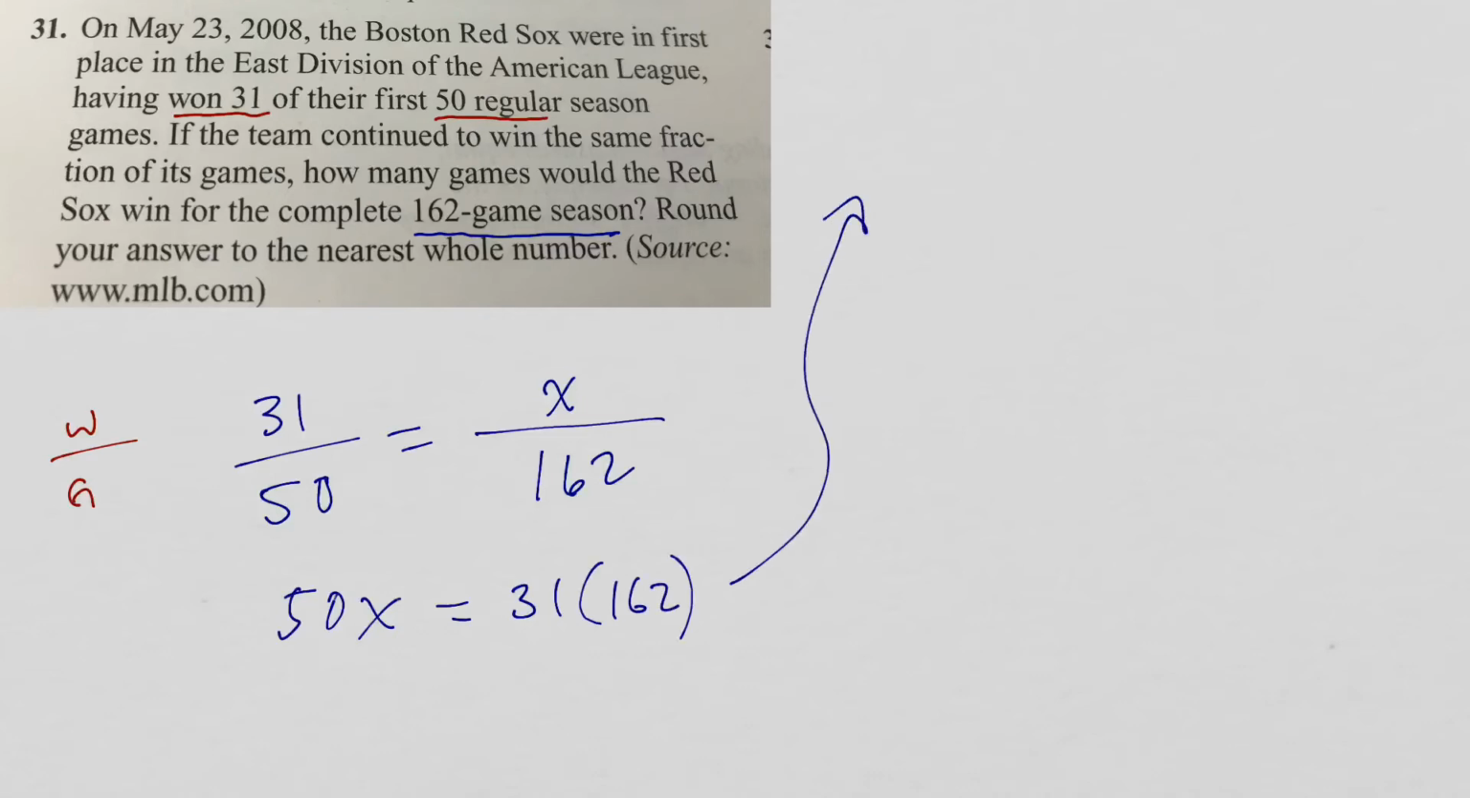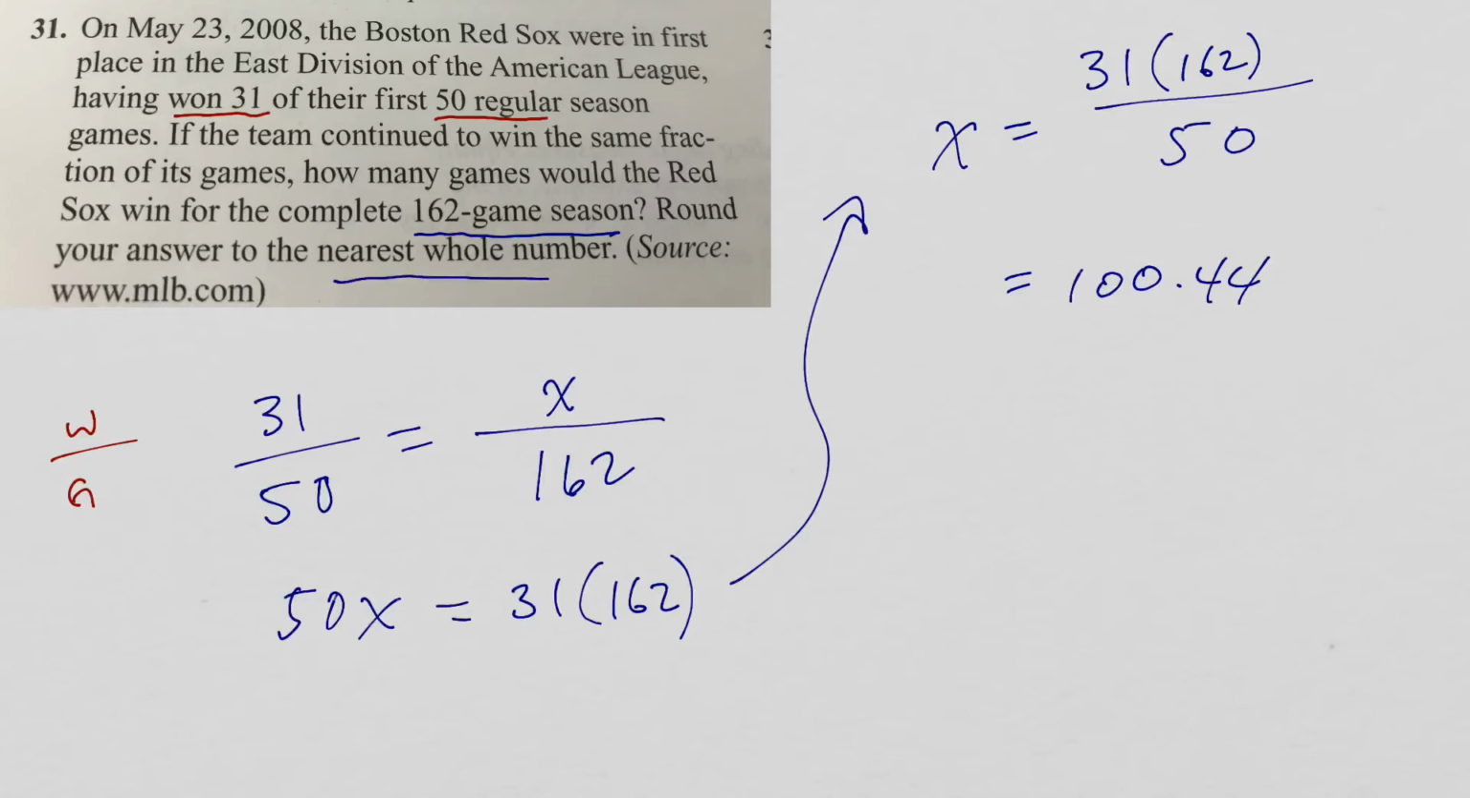So x equals 31 times 162 divided by 50. And again, I'm going to grab a calculator. 31 times 162 divided by 50 is 100.44. It asks you to do this to the nearest whole number. Well, this 0.4 does not round up. So this would be 100 wins.